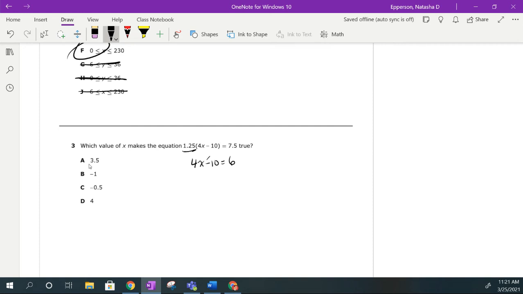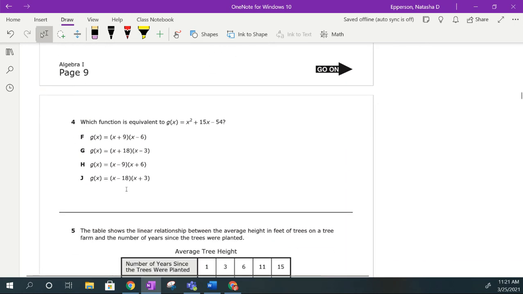Now I'm going to use all the other properties of equations. I'm going to move the 10 over. In order to move it, I need to add 10 to both sides. It cancels from that side. That leaves me with 4x is equal to 16. Divide both sides by 4. That gives me x is equal to 4. So that is my answer choice D.